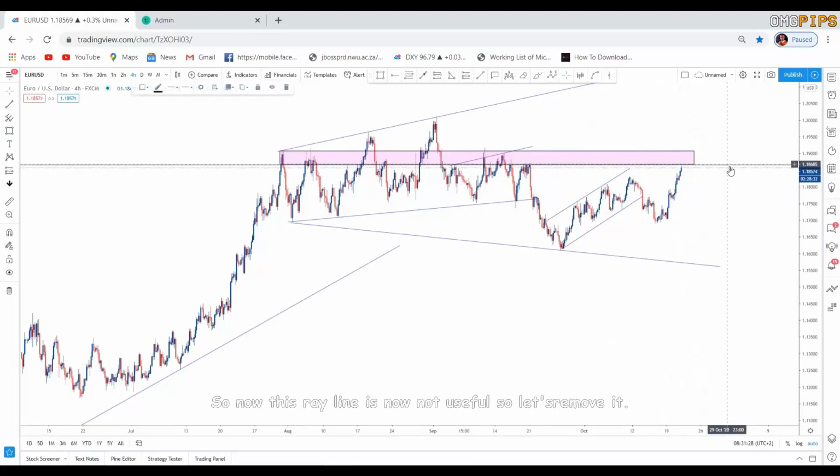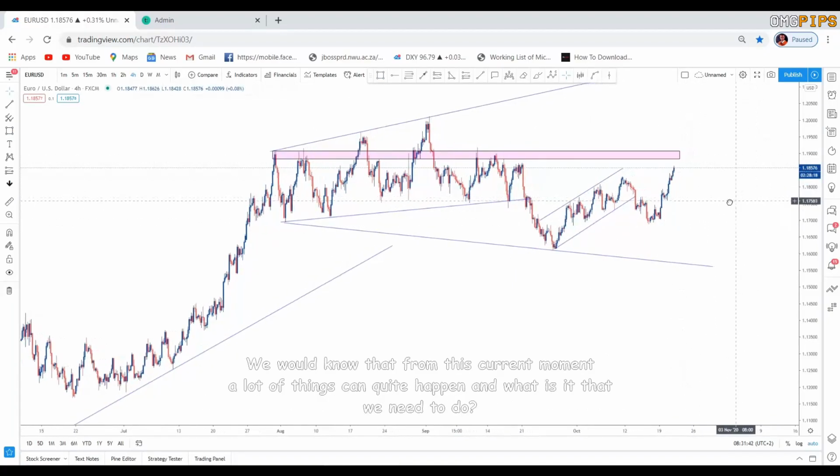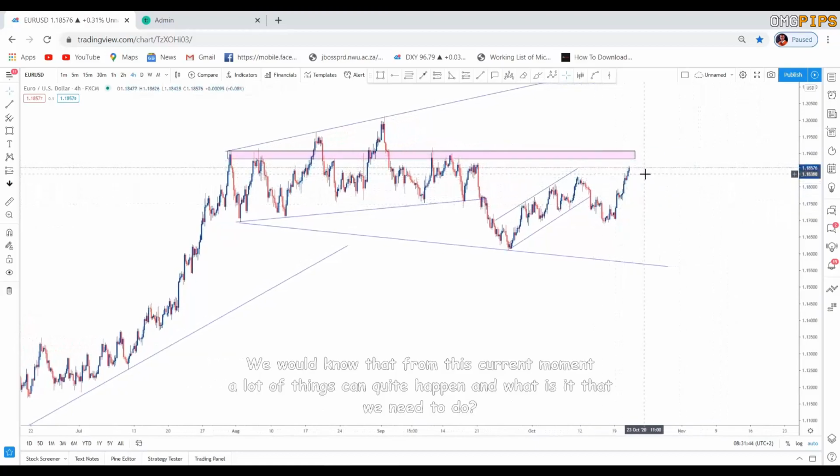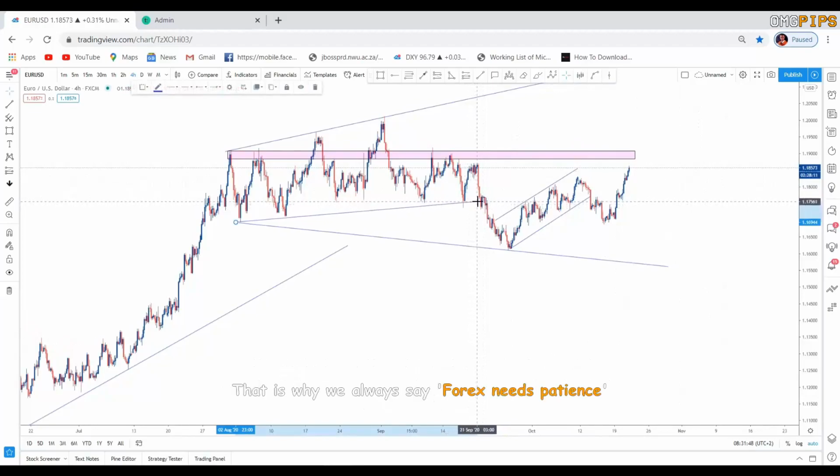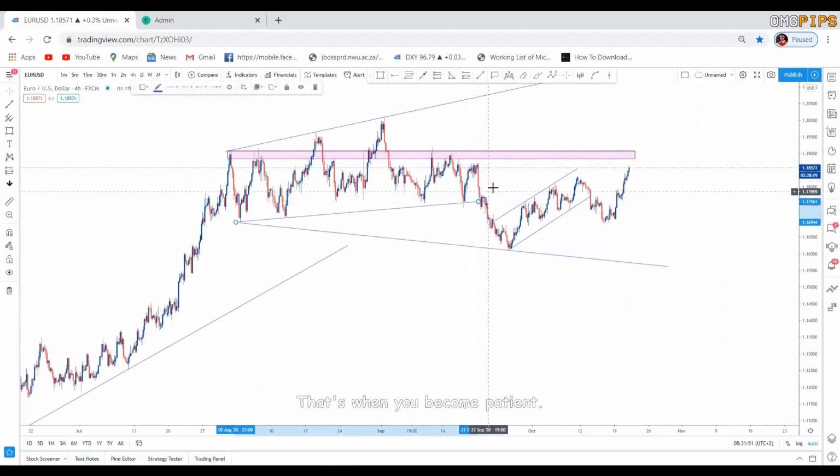So now this ray line is not useful, so let's remove it. We would know that from this current moment, a lot of things can quite happen. And what is it that we need to do? That is why we always say Forex needs patience. That's when we become patient.